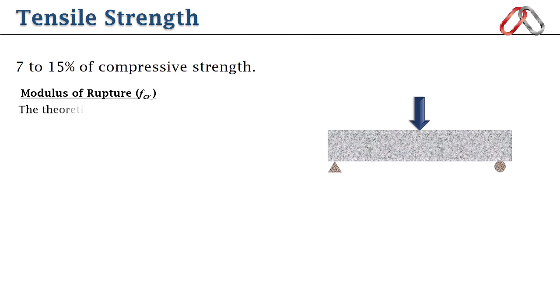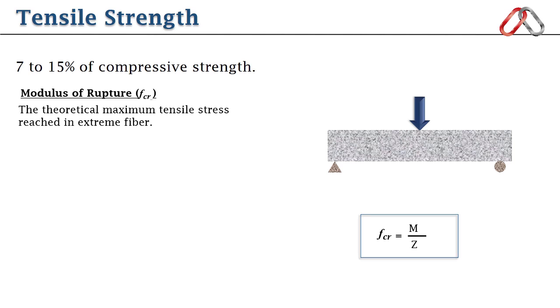So there will be a question in your mind, what is the modulus of rupture? It is a maximum theoretical stress which is developed in the extreme fiber, and this value is obtained by applying the flexural formula fcr = M/Z, where M is the applied moment and Z is the section modulus of the beam. This formula is derived assuming that stresses induced are linear, but in actual the stresses are not linear, and modulus of rupture is greater than direct tensile strength.